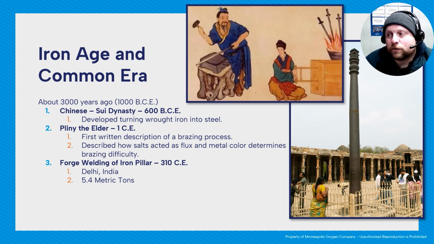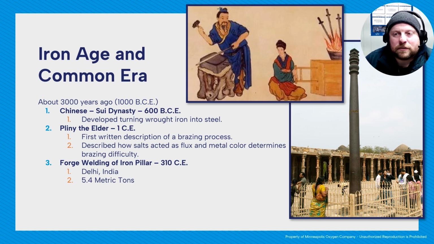Pliny the Elder, who was a Roman naturalist, philosopher, and commander in the Army and Navy, basically did everything, it seems. In the year 1, he gave the first written description of a brazing process, and he described how salts acted as the flux. If you're not familiar with flux, it's used to help clean contamination out of the metal, and also protect the metal from the atmosphere when it's heated.